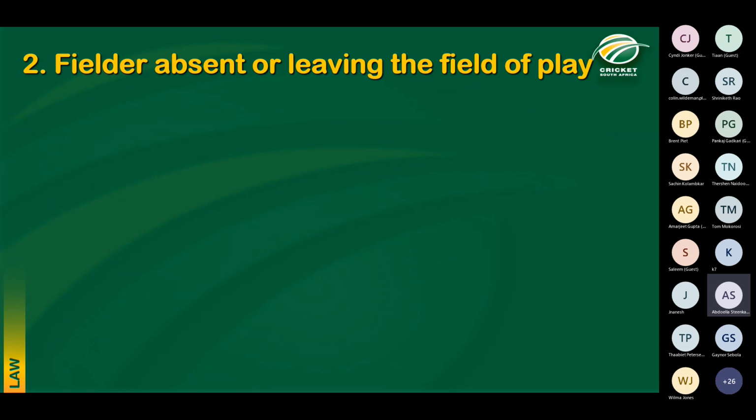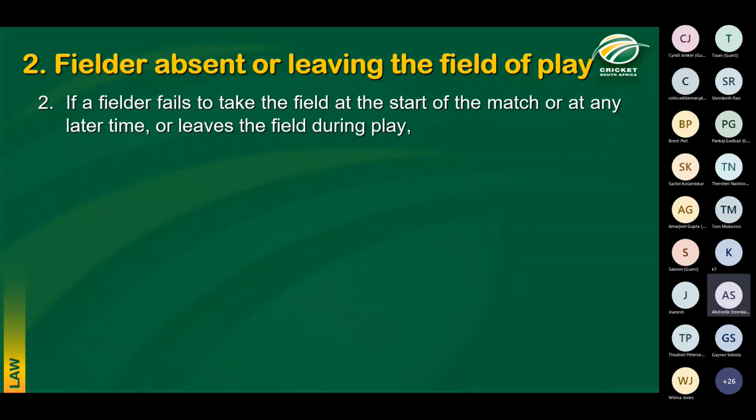The lawmakers then decided, we need to tighten this law a bit, and we will now look at the changes they've made to the law. So if a fielder fails to take the field at the start of play, or once the game has started, the fielder needs to leave the field of play. Firstly, the fielder comes to the umpire, and the fielder needs to inform the umpire of the reason why he or she is not on the field, or why he or she needs to leave the field of play.